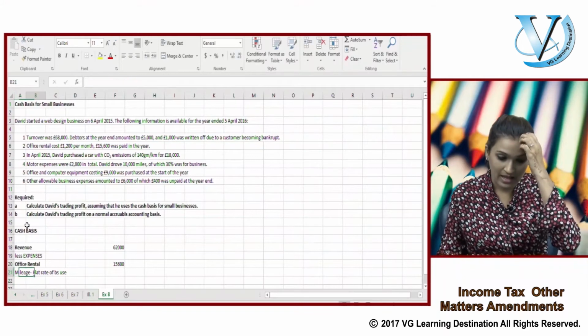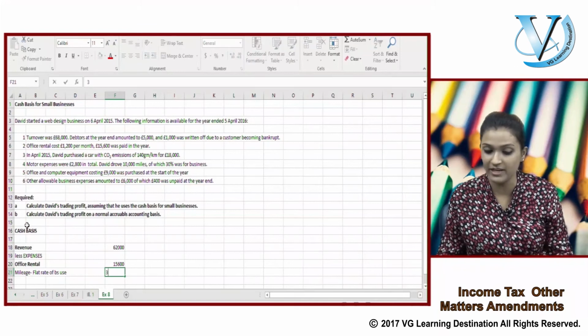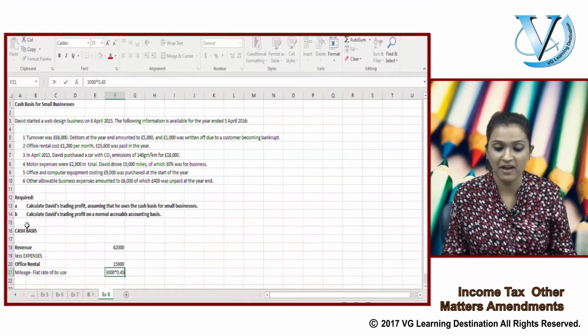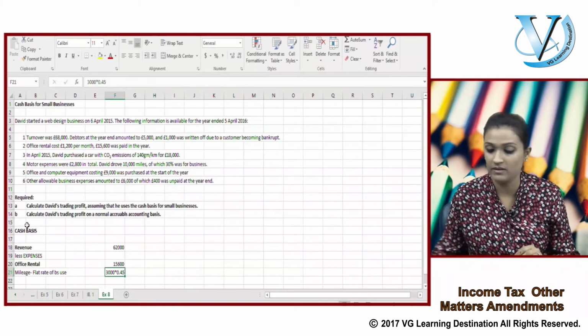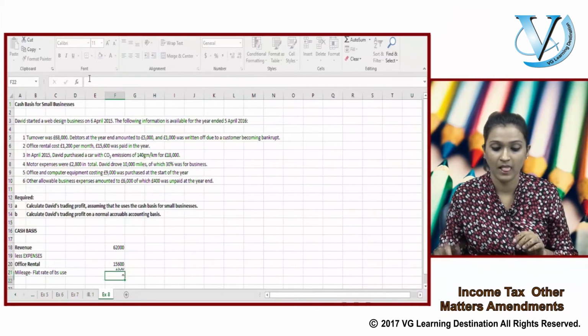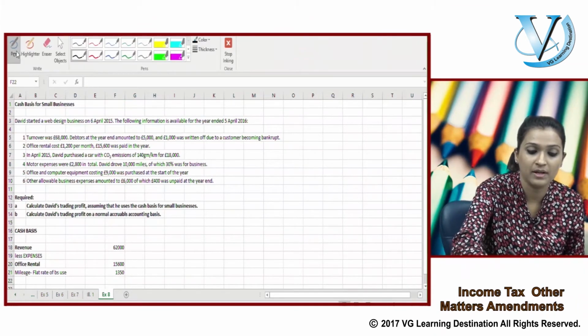Business use, out of the 10,000 miles, 30% is business. So 3,000 miles, you're going to multiply by 45 pence for the first 10,000 miles. Comes out to be 1350. Very well.